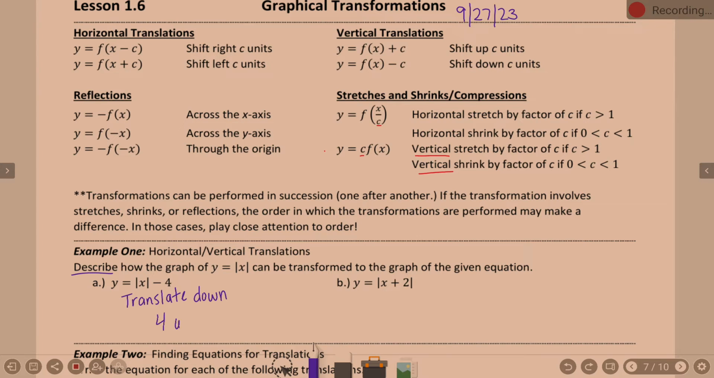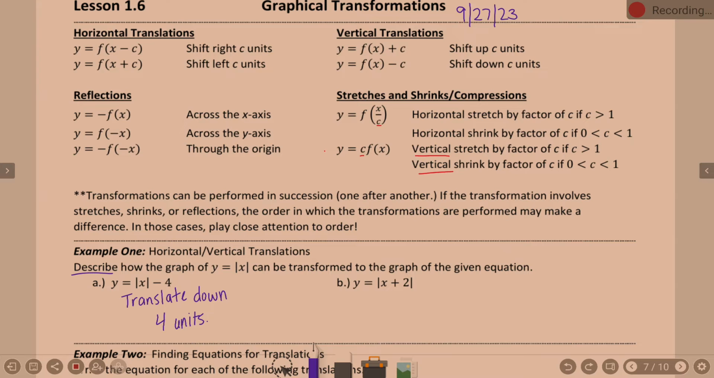Down 4 units. If you say shift down 4 units or shifting down 4 units, that's fine too. Okay? I went with translated because that's what they officially are. All I ask is that you don't just say down 4. Give me a verb. Okay?